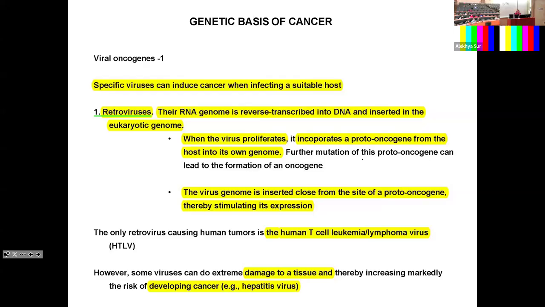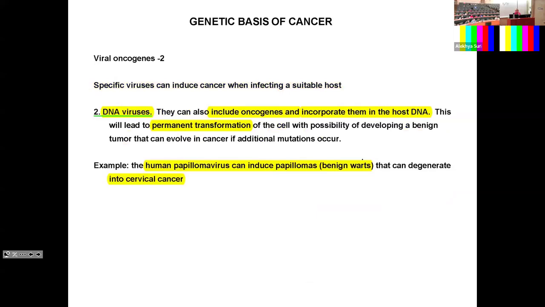Those are some examples, but we also have the DNA viruses. As the name says, their genome is DNA, so they don't need to be reverse transcribed. What happens is that they include oncogenes and incorporate them in the host DNA. So it's very easy to enter the genome and then leave. When they leave, they can take some oncogenes, right? So they go infect another cell or another organism, and then they will be able to produce a permanent transformation, because when they insert in the DNA, they carry this oncogene.